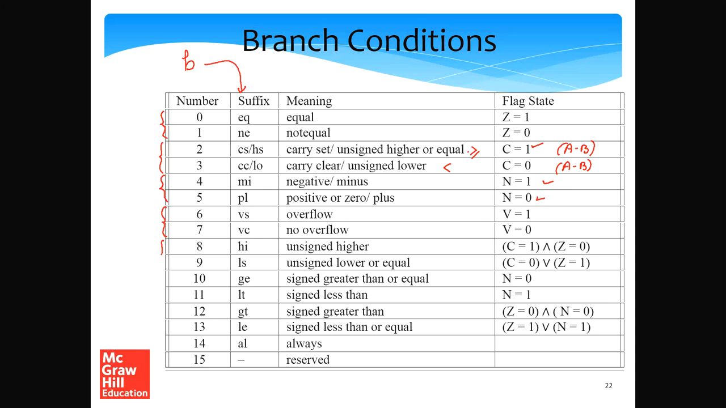Now let's consider a different variant of HS and LO. That was unsigned higher or equal. This is just unsigned higher. In the case of unsigned higher, we have the condition C equals 1, which indicates unsigned higher or equal. Along with that, we also check that the Z flag is equal to 0, which means it is also unequal. So if A is greater than or equal to B and A is not equal to B, then we can automatically infer that A is greater than B.